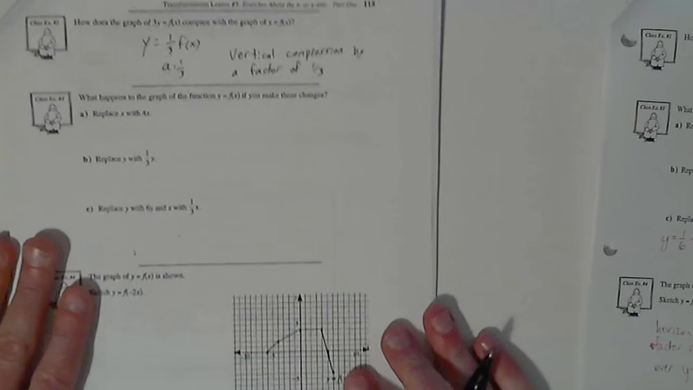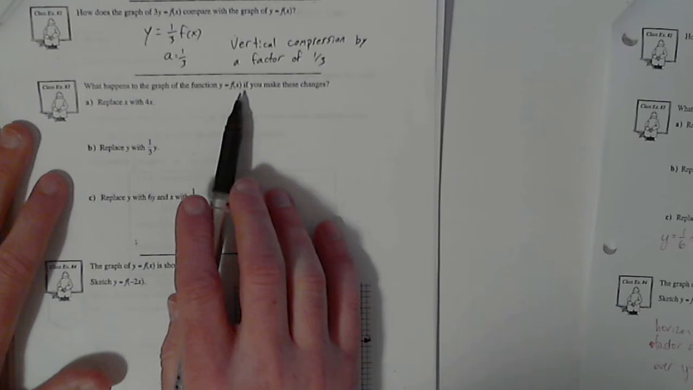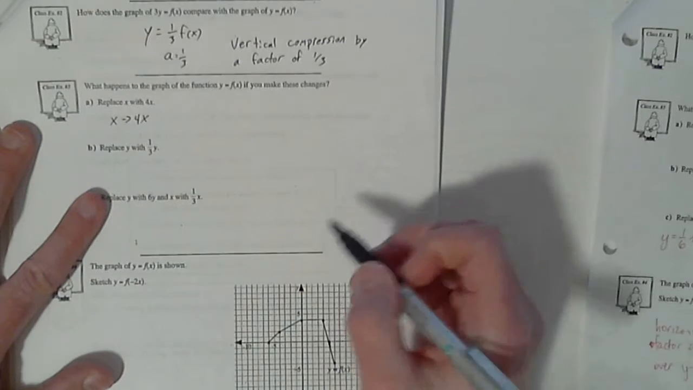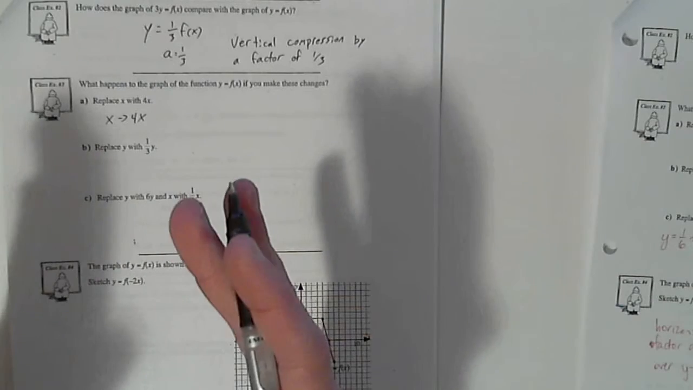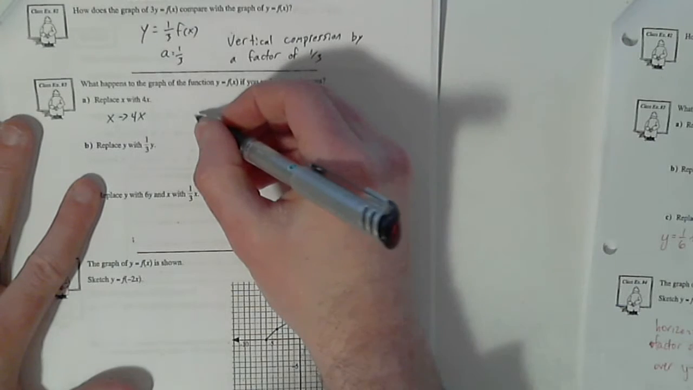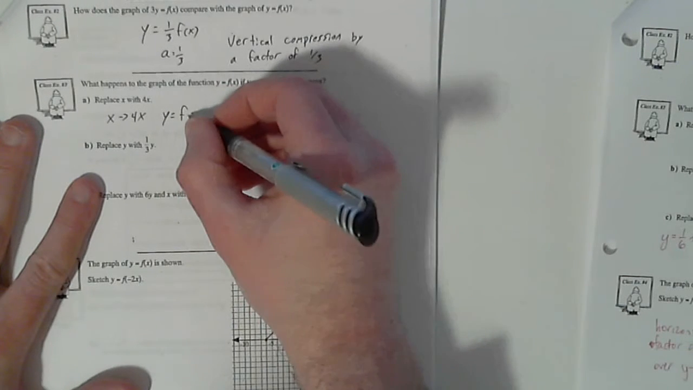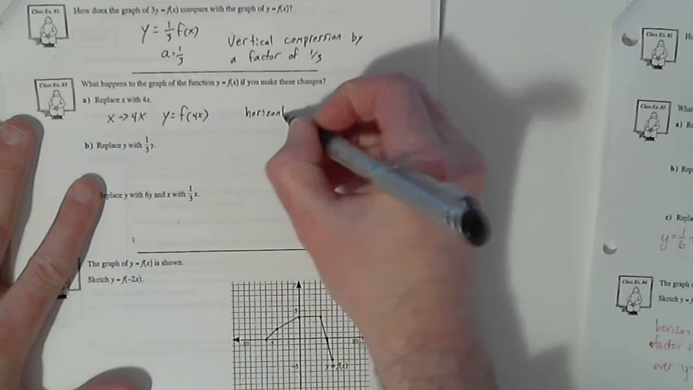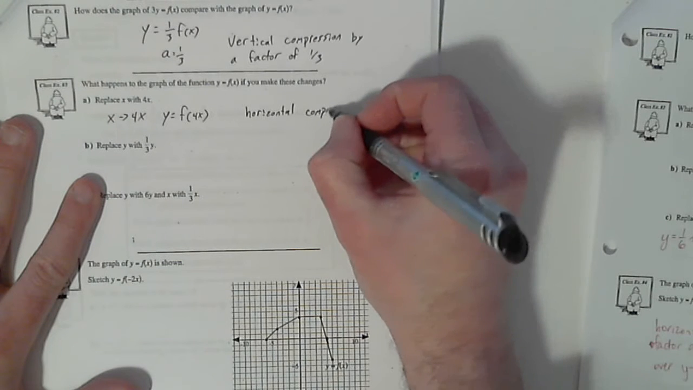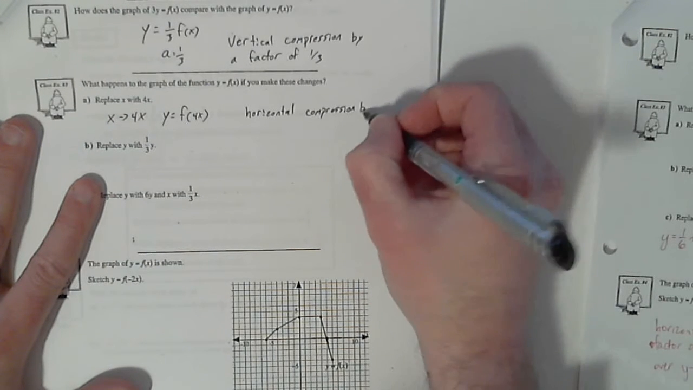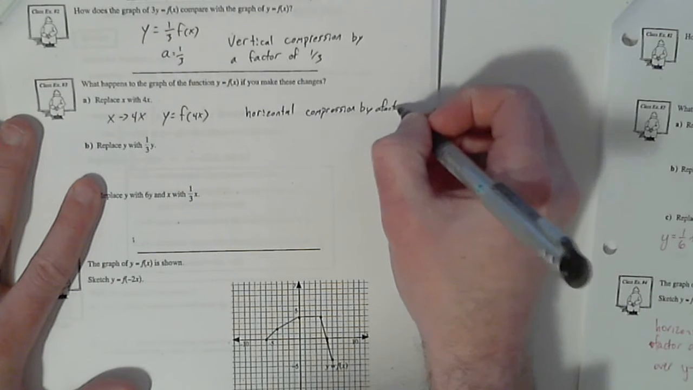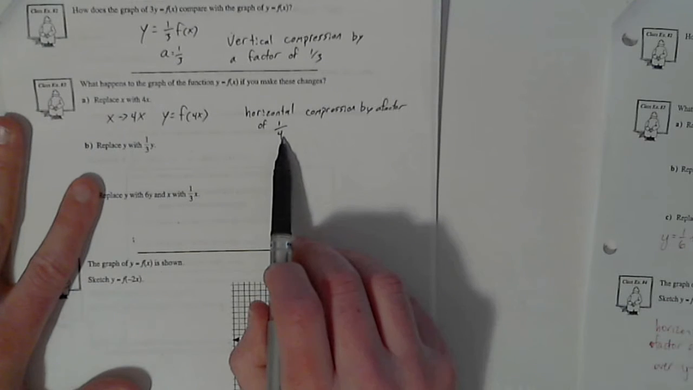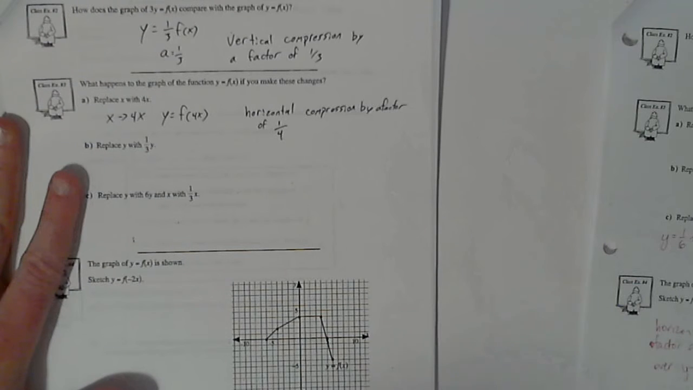So hopefully some of these questions are nice and easy. What happens to the graph if you make these changes? If you replace x with 4x, well, that's going to actually horizontally compress it because it's backwards. If you want to see it in function notation, it's f of 4x. This is a horizontal compression by a factor of 1/4. Sorry. You always say what you multiply the values by, even though you have the compression there. So multiply everything by 1/4.